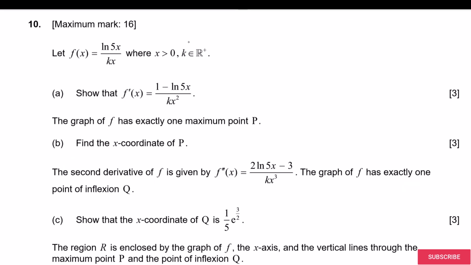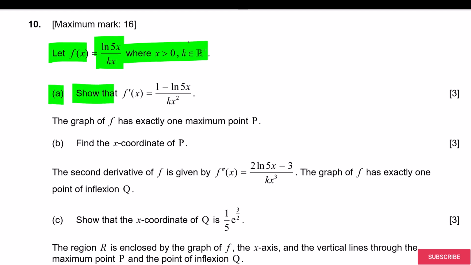So after section A, we have the first question from section B, question number 10. Let f(x) be ln 5x over kx, where x is greater than 0 and k belongs to the positive real numbers. First question is, show that f prime x is 1 minus ln 5x over kx squared.